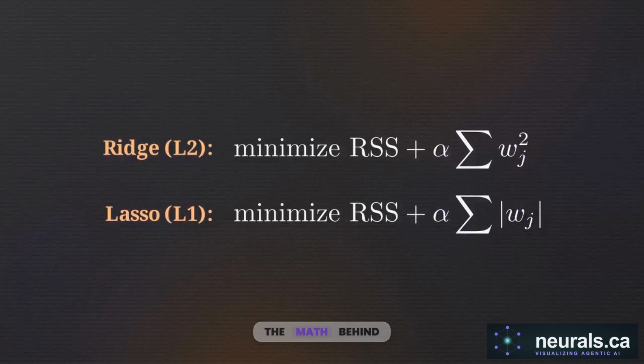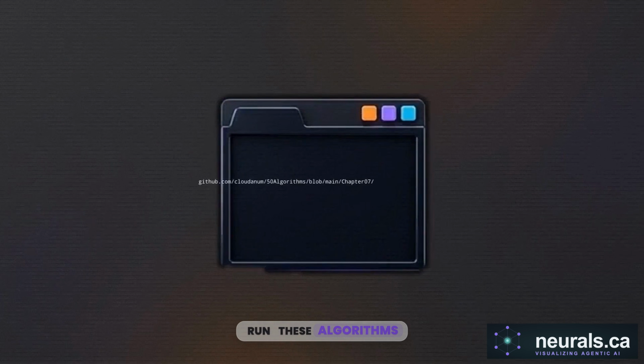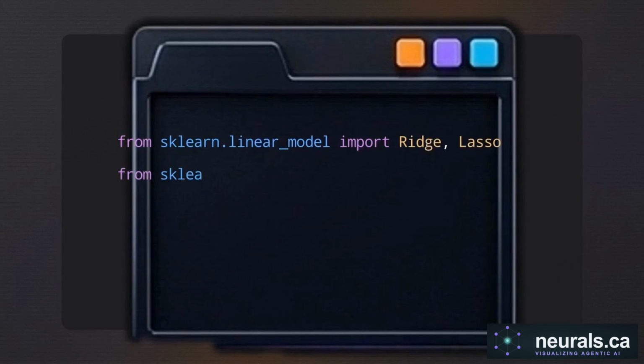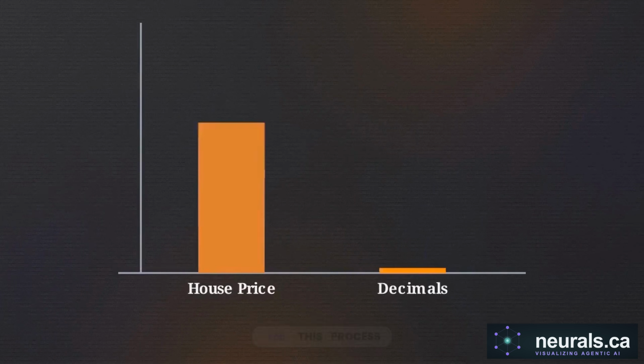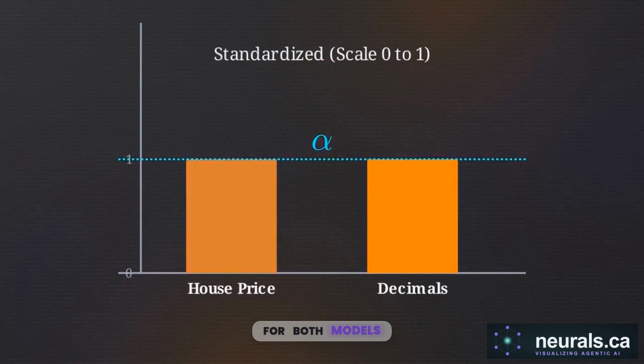We've covered the math behind Ridge and Lasso regression. To actually run these algorithms, we're pulling the source code straight from the 50 Algorithms linear regression repository. You'll need the Ridge and Lasso modules from scikit-learn. But right next to them is the scaler module, the most critical prerequisite tool for this process. Here are the core execution pipelines for both models, side by side.